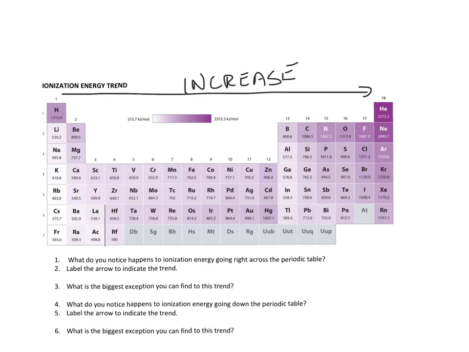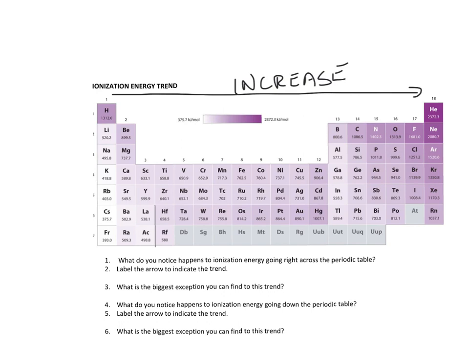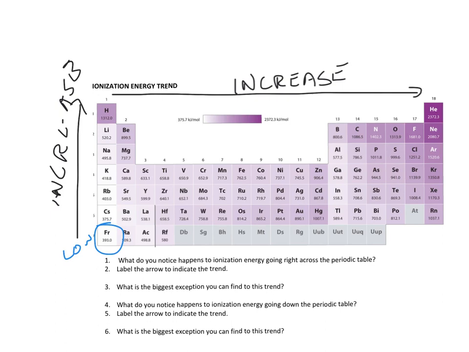Okay, so now let's look at what happens when we go down. When we go down, the numbers actually decrease. So I'm going to make another arrow up here. I'm going to point up because this is the direction that they increase. And if we treat this just like we did effective nuclear charge, I can think about corners. Down here in this corner is my lowest ionization energy, and up here in this corner is my highest.